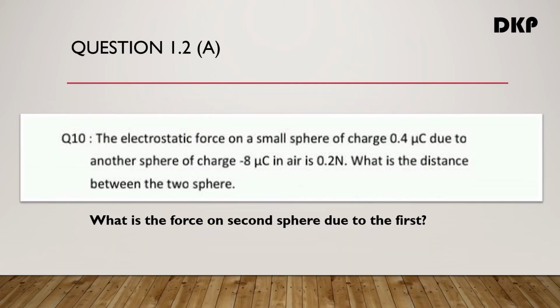Let us move on to the next question, that is question 1.2. The electrostatic force on a small sphere of charge 0.4 microcoulomb due to another small sphere of charge minus 0.8 microcoulomb in air is 0.2 Newton. What is the distance between the two spheres? What is the force on the second sphere due to the first?